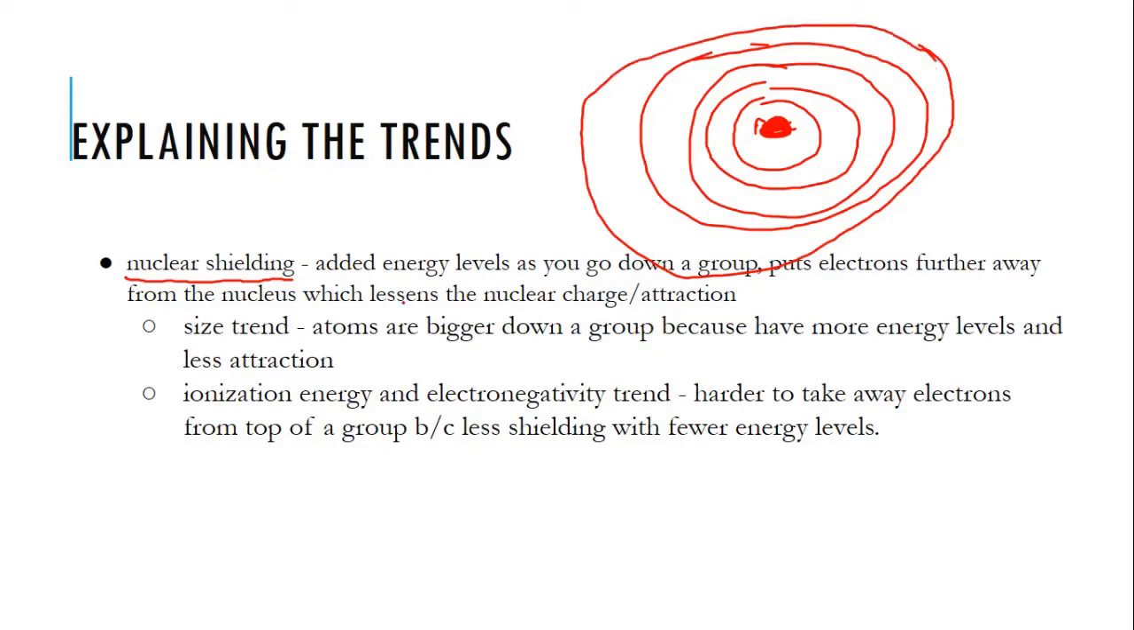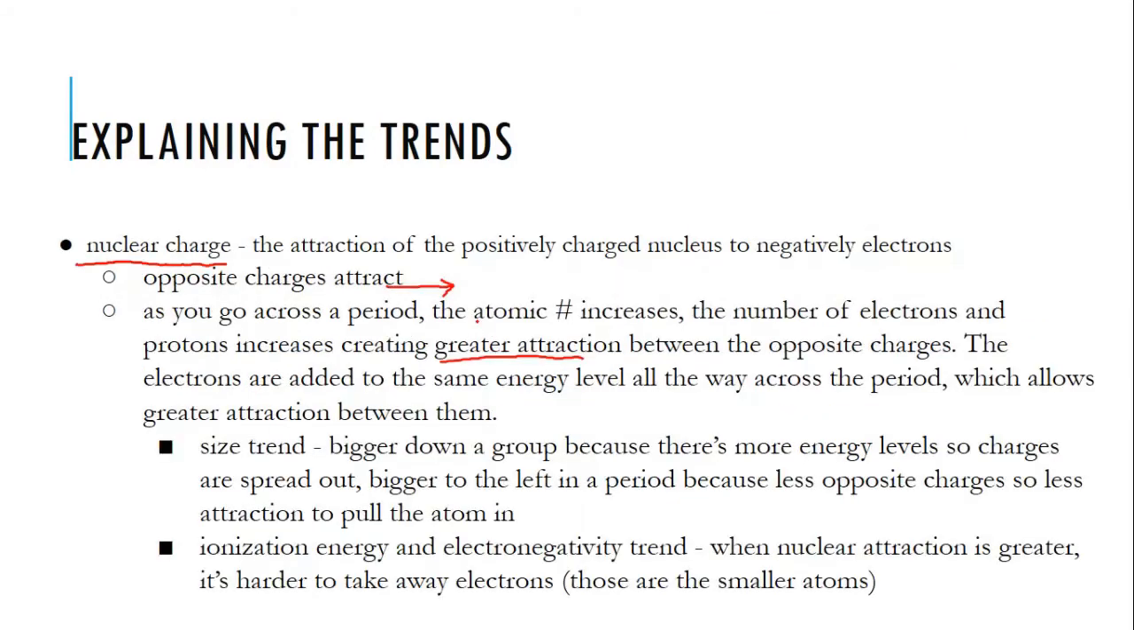So in terms of the size trends, you could say that atoms are bigger down the group, like we just said, because they have more energy levels, so they have more shielding. And ionization and electronegativity are smaller there because they have more shielding.